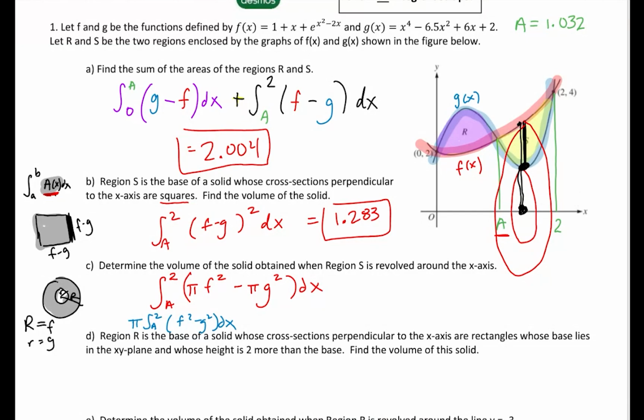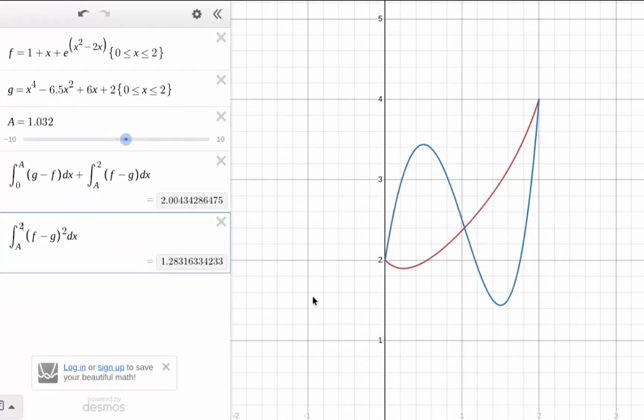So let's go ahead and type all that in over here. We can keep what we have here, right? We're still going from a to 2. It's just that we have pi R squared minus pi r squared. Okay, and we get 15.533.